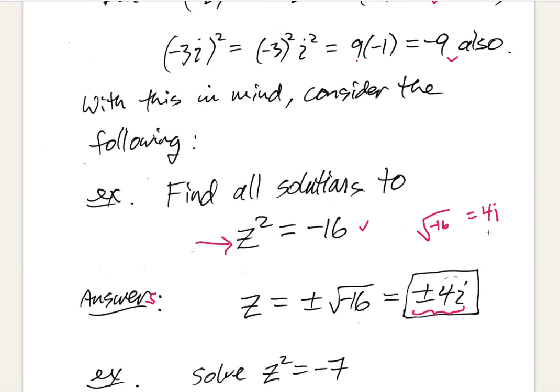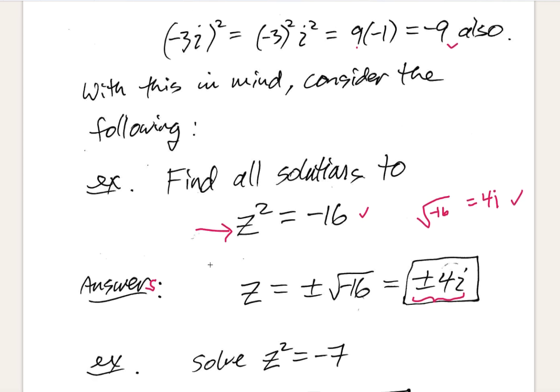The square root of negative 16, however, is uniquely valued. It is 4i and only 4i. But you've seen this type of thing in the real situation also. If I said z squared equals 16, you would say the answer is plus or minus 4 for the two answers here. But at the same time, we say the square root of 16 is just 4 and only 4.